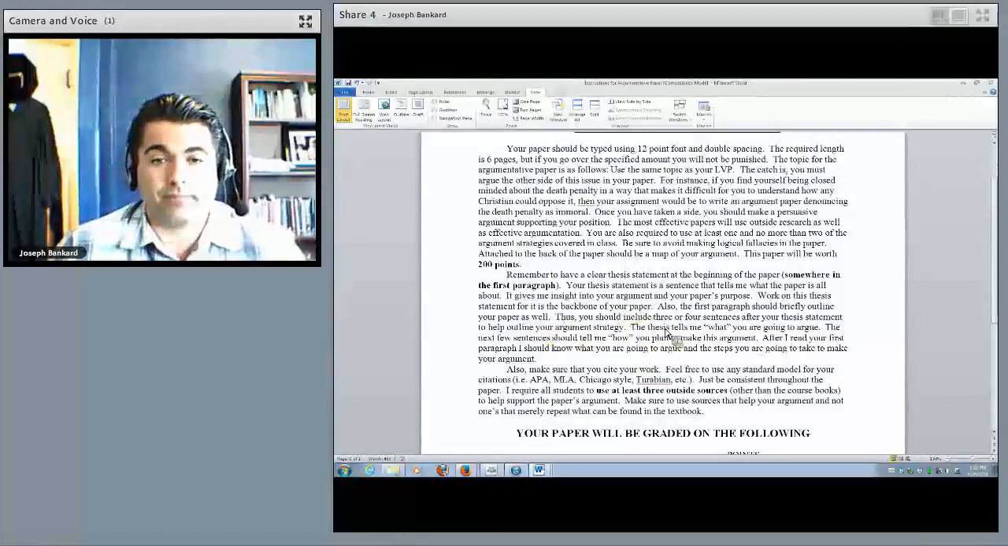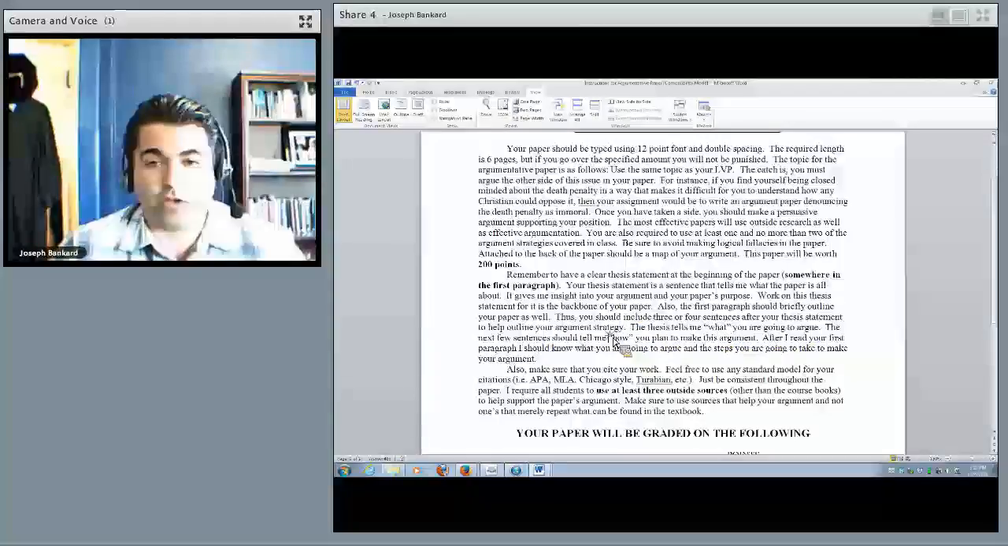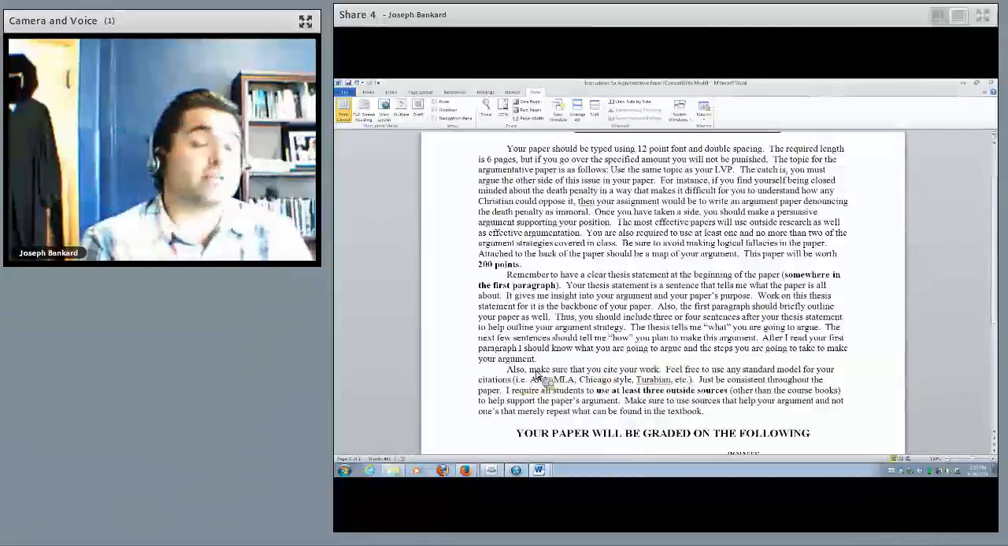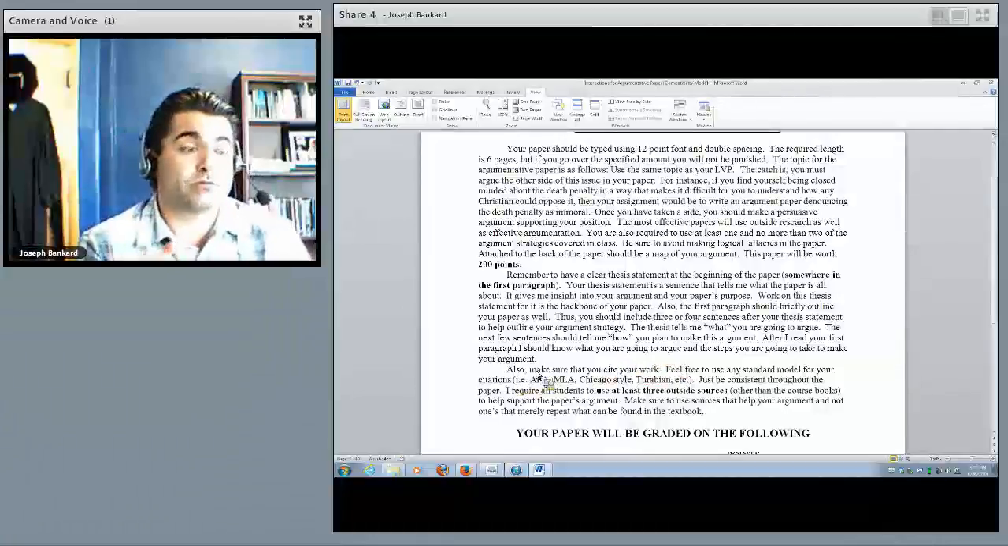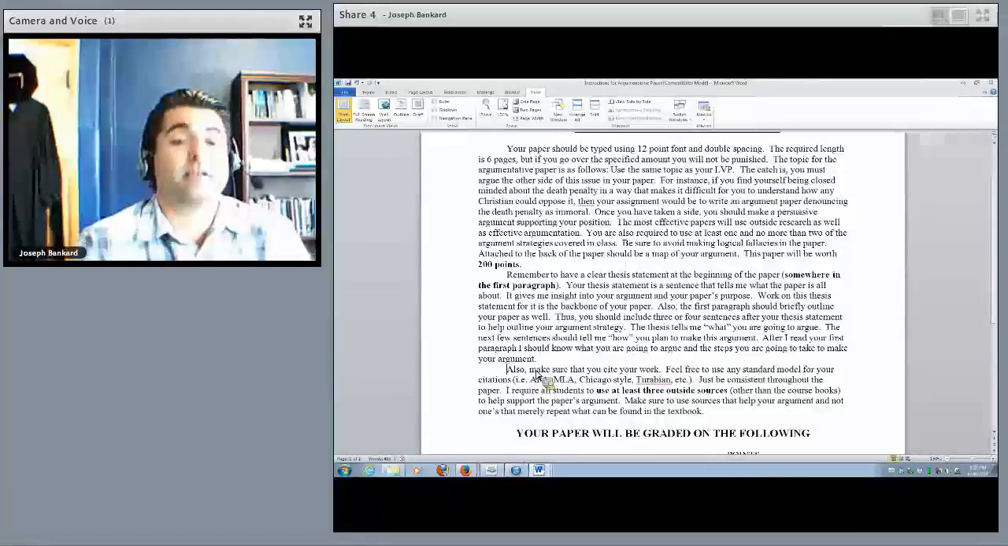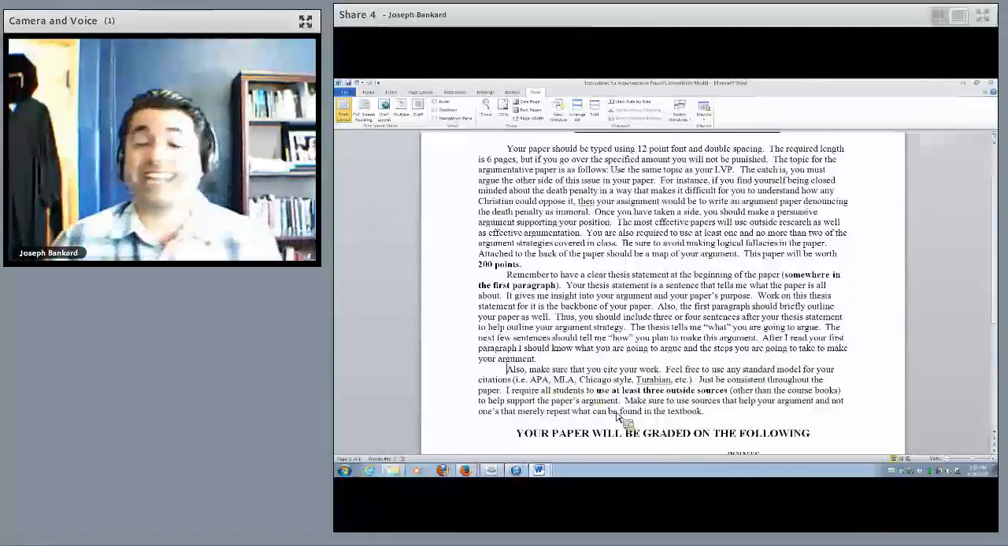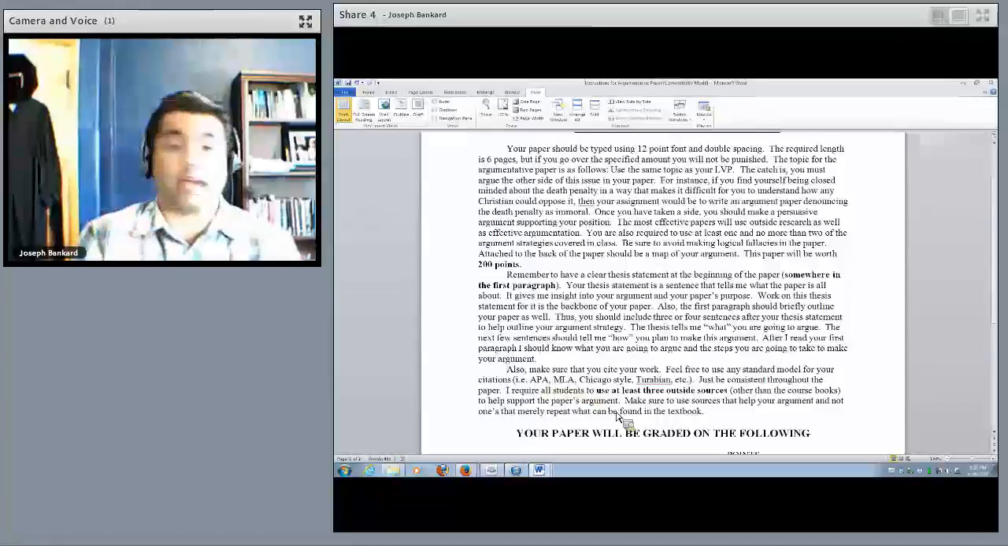Okay, the thesis tells me what you're going to argue. The next 2 sentences tell me how you plan to make the argument. You are required to use 3 outside sources in addition to the stuff we read in class. You can use any style of citation: footnote, endnote, APA, MLA.